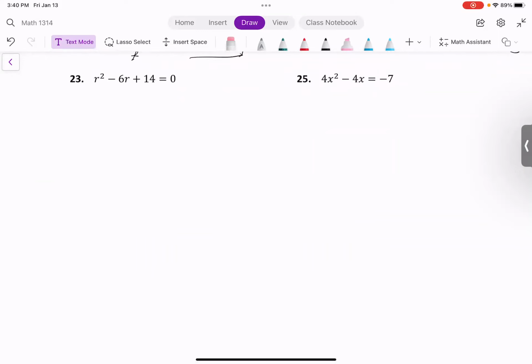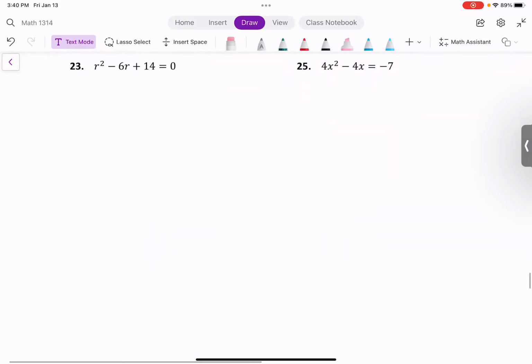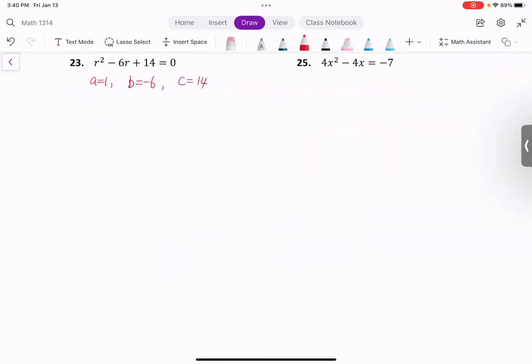Let's find what are a, b, and c. Are they all on one side of the equation? For number 23, yes, the three terms are on one side of the equation. So let's identify a, b, c. A is 1, b is -6, c is 14. And the quadratic formula: x equals negative b, so -(-6), plus or minus the square root of b squared, that's (-6) squared, minus 4ac, 4 times 1 times 14, all divided by 2a, 2 times 1.